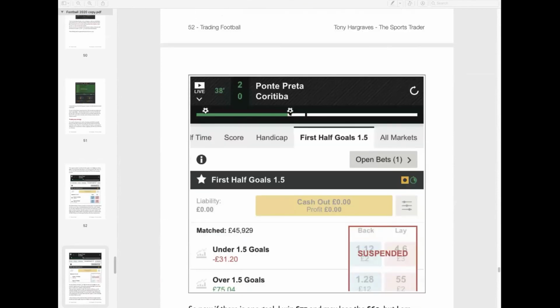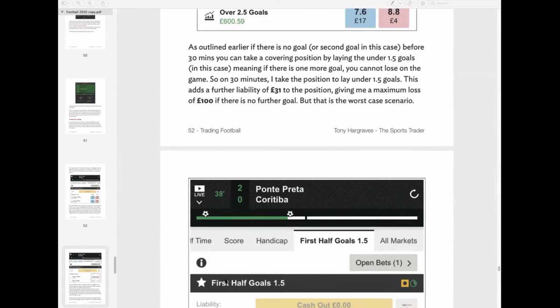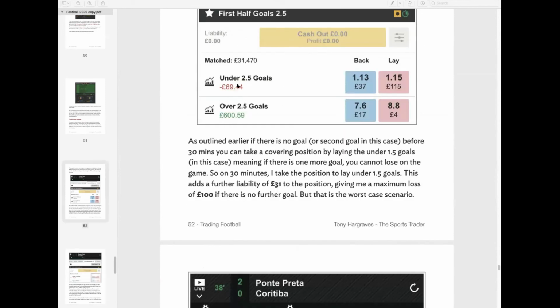If there is a goal, which has happened here, you see I've won 75. Now I might still lose 69, but it's a free bet. I've got a free shot for the next 7 minutes at winning 600.